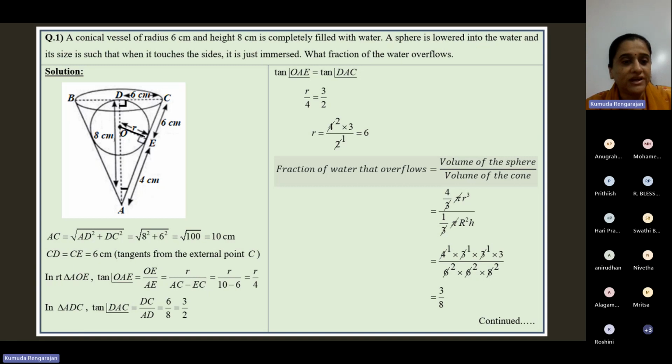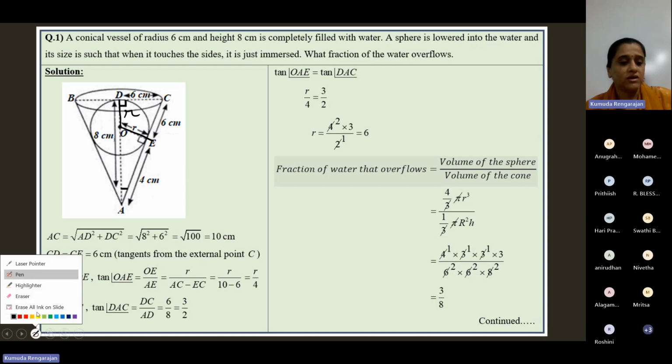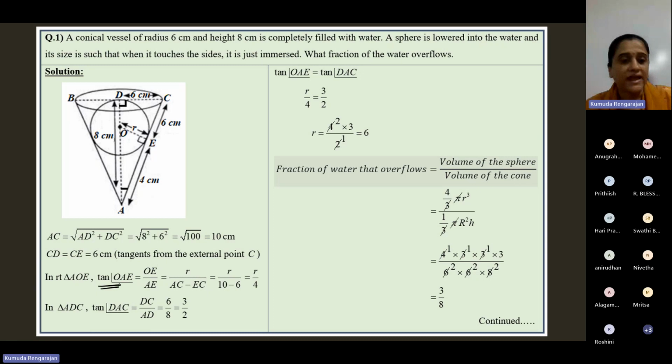So now OE is the radius, correct? And OD is also radius. Okay. Now coming back, tan of this angle is opposite by adjacent. Adjacent is not this; this is the hypotenuse because this is a right angle. This is the adjacent side. So you can see here OE by AE. What is OE? OE is R. So OE is R by AE. How much is AE? It's 4. You understand that? R by 4.